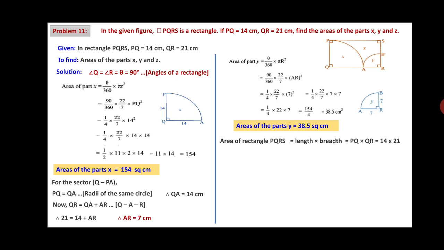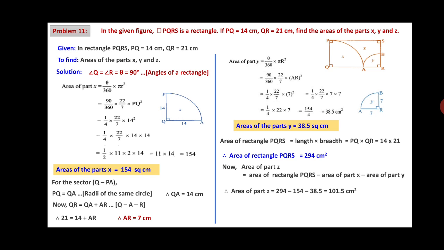The area of the rectangle PQRS is equal to length into breadth, which will be PQ into QR, that is 14 into 21. Therefore, area of the rectangle PQRS will be equal to 294 centimeter square. Friends, now we will find out the area of the part Z, which will be equal to area of the rectangle PQRS minus area of the part X minus area of the part Y. So, area of the part Z is equal to 294 minus 154 minus 38.5, which is 101.5 square centimeter. Therefore, area of the part Z will be 101.5 centimeter square.